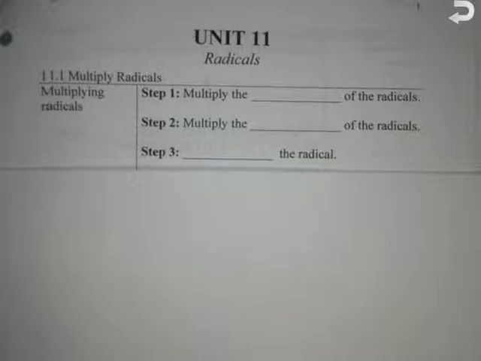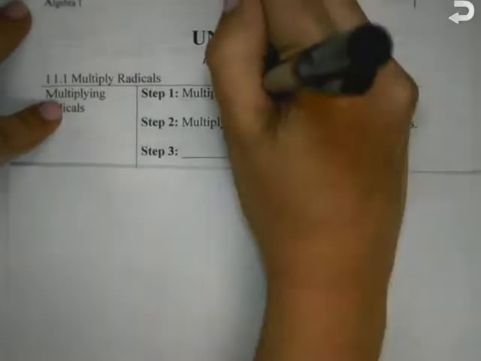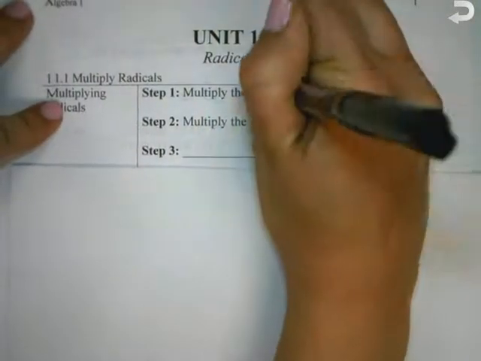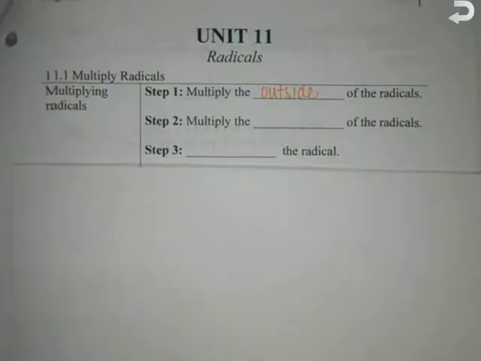So we're just going to take two or more radicals and multiply them together and simplify them. We're going to have to simplify them as well, which we've actually already started. So the steps to multiplying radicals, let me give you those first. First, you are going to multiply the outside of the radicals. So if there's a number on the outside of the radical, you're going to multiply those first.